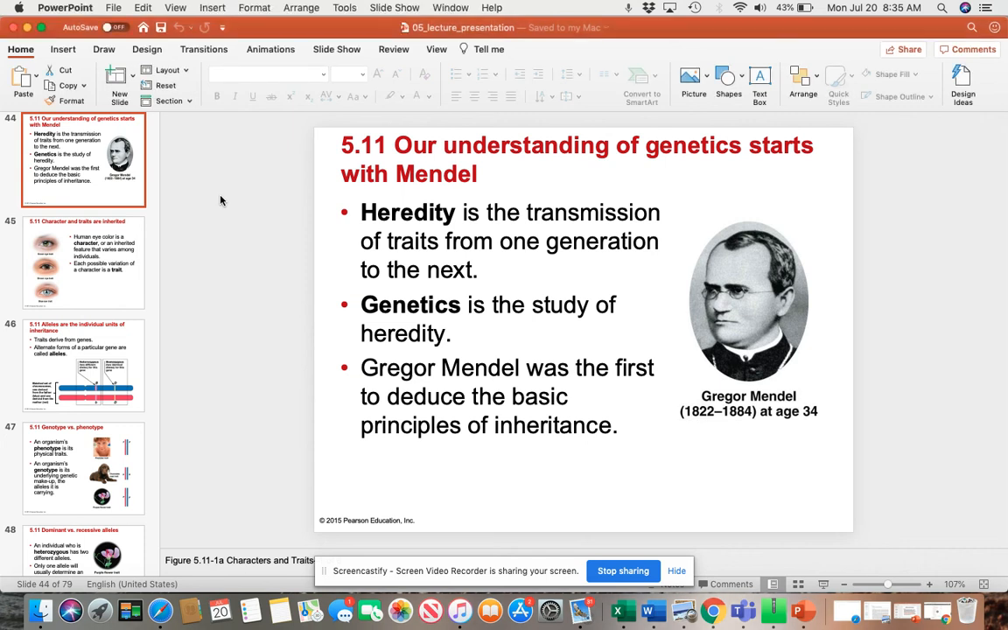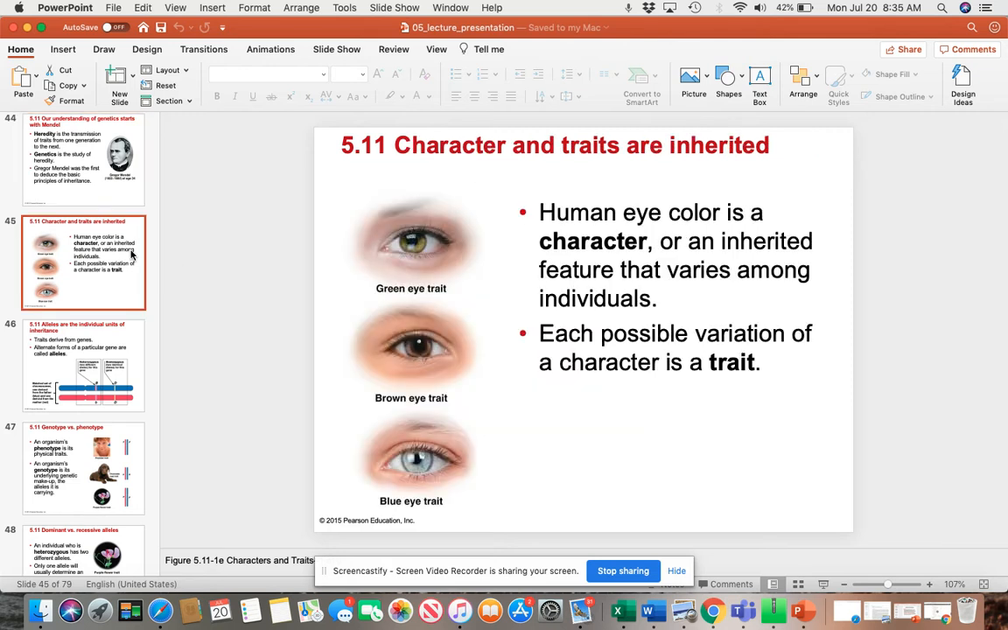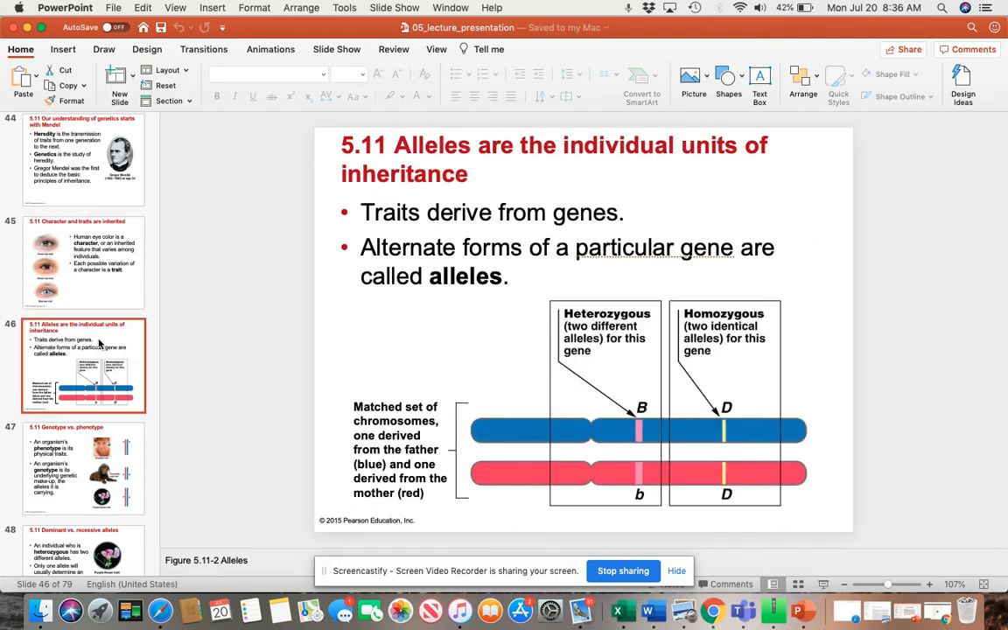Heredity, or the transmission of traits from one generation to the next generation, was first discovered by Gregor Mendel. Now, when we look at traits, we are talking about characteristics, for example, human iris color or even human height. The trait is the characteristic. Now, where do these come from? They come from genes on your chromatids.